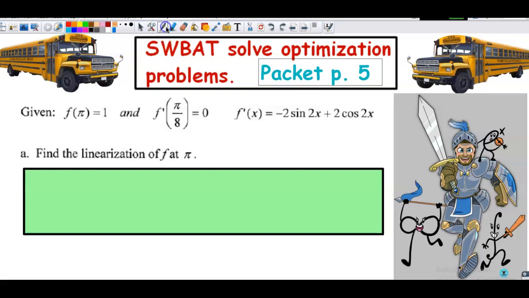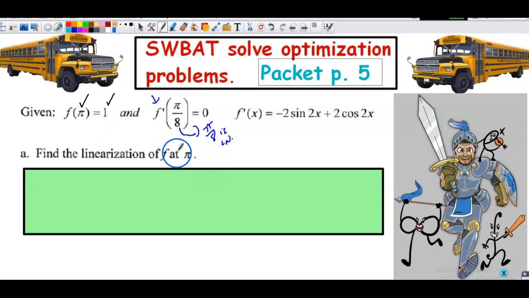So let's just jump in, and in this problem you can see that you are given an x value of pi in a function named f and a y value output of 1. You are also given that the first derivative of this function f at pi over 8 is equal to 0, and you are given the equation of the first derivative. So job number 1 is, oh, by the way, that also tells us that pi over 8 is a critical number since the first derivative is equal to 0, and we'll see how all this plays out.